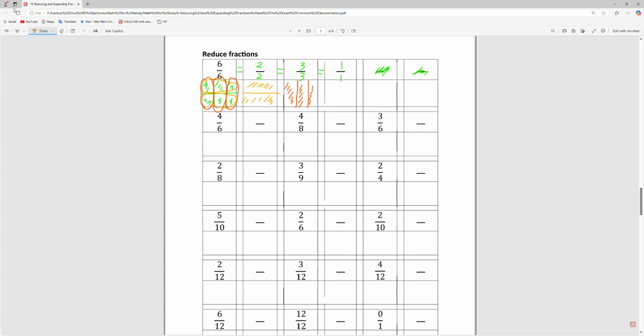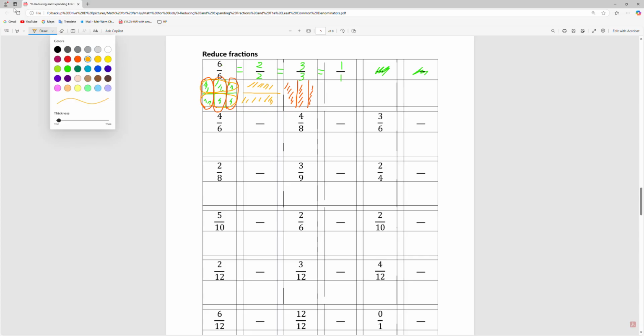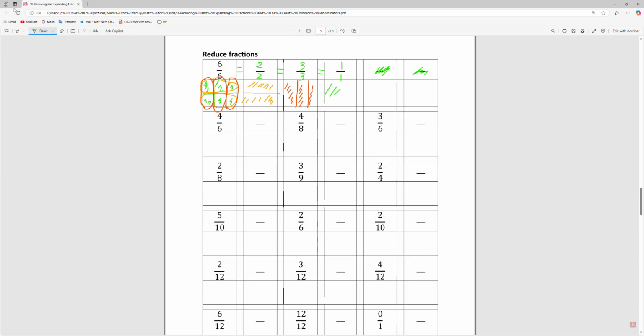And 1 over 1 is the whole thing. Okay. So the rest of the chart, you may do the same thing. Let's try, we tried 6 before. How about we try 10? 5 over 10. Let's try this one. Okay.